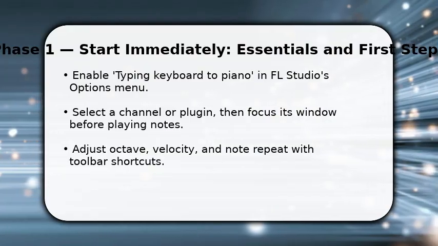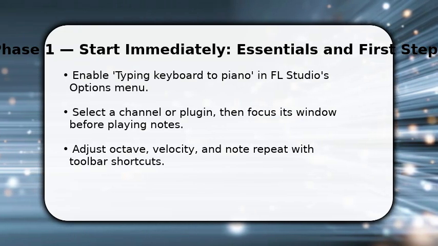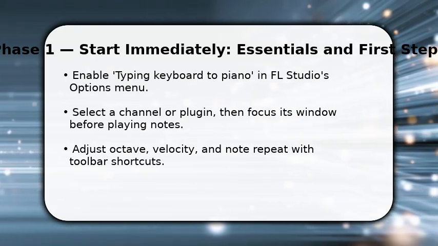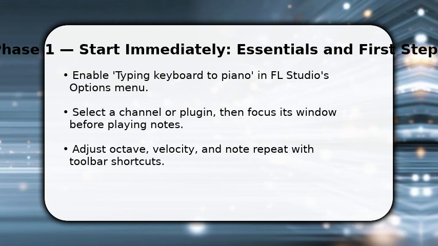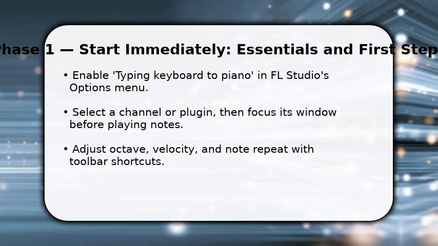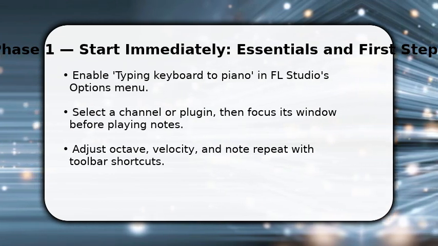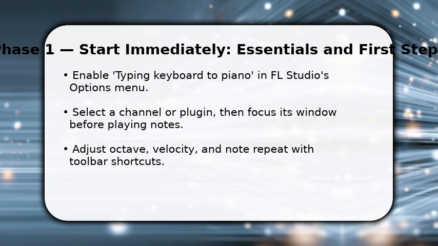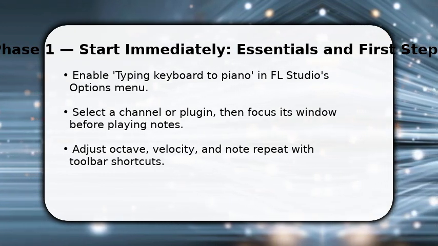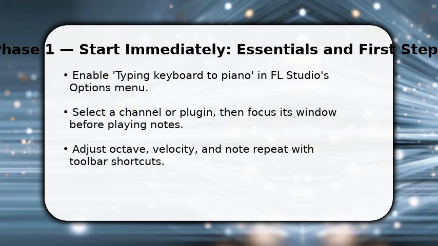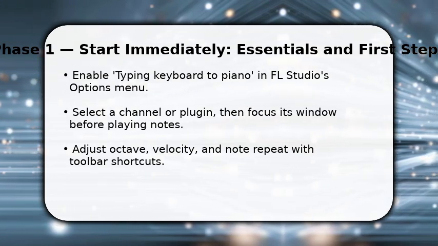You start by enabling the typing keyboard to piano keyboard in Options. This lets your computer keys act as MIDI input. Focus the plugin or channel you want to control so keystrokes route correctly. Once done, use Z/X to shift octaves and toggle velocity controls on the toolbar, because this changes the note range and dynamics. Practice a simple scale to confirm mapping.